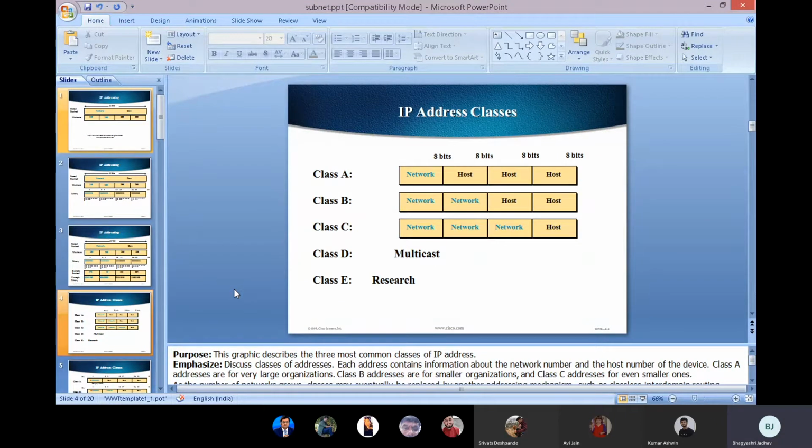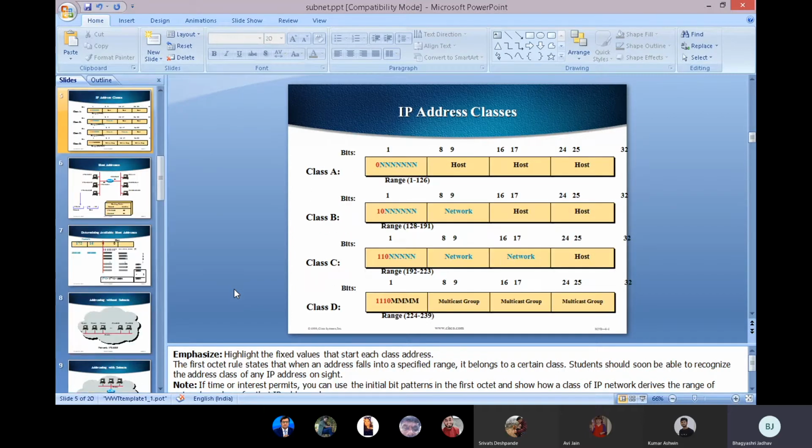Class A, network 8 bits. Class B, network ID 16 bits. Class C, 3 network and one host. Class D is for multicast, class E is for research. Then IP address class A: 0, host, host, host. Okay.